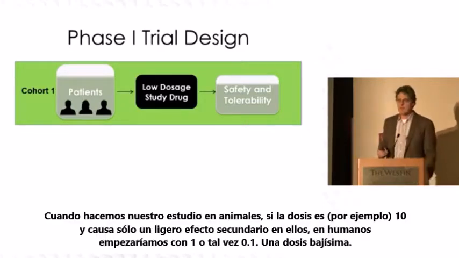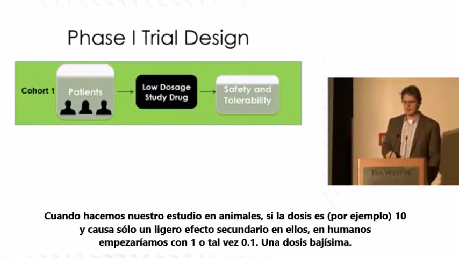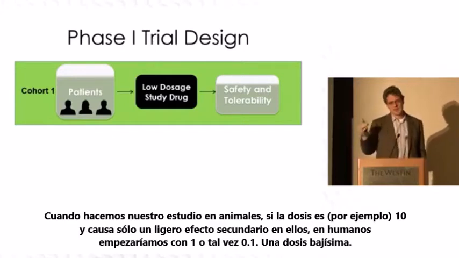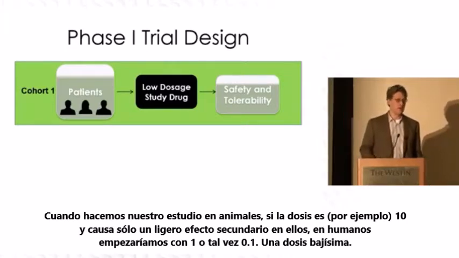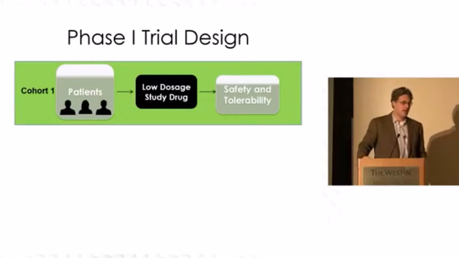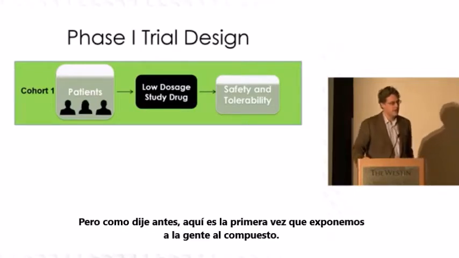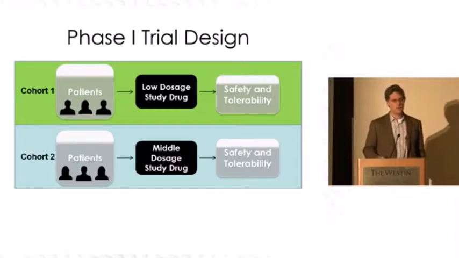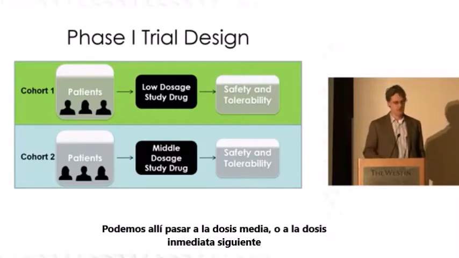So when we do our studies in animals, if our dosage is 10, and that dosage causes just some slight side effects in the animals, we would start at 1 or maybe 0.1 in people, a very, very low dosage. And this is often a single dose. So really, really starting in a conservative way. But again, this is the first time people are exposed to this compound. We then, after we treat typically 3 people, move to the second cohort of 3 people, and we might go to a middle dosage or up 1 dosage.